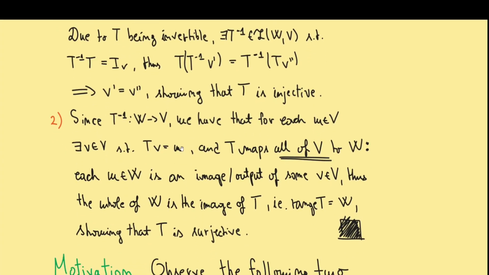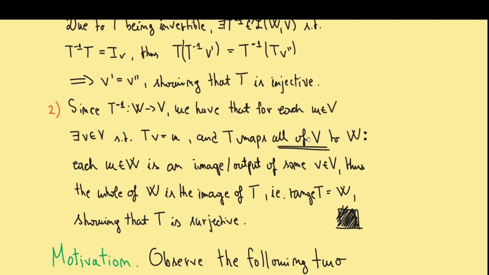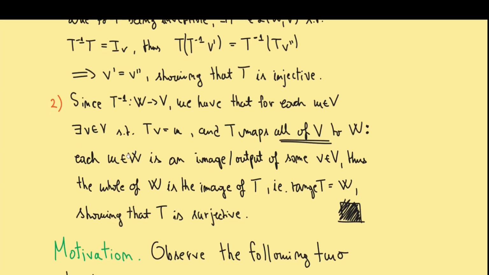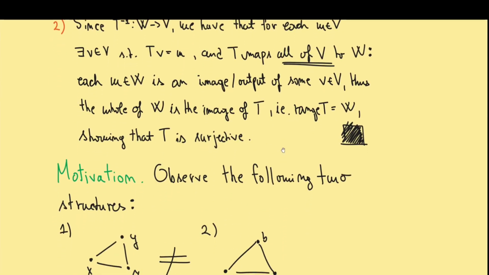And now let's show that it's surjective. Since T minus 1 maps from W to V, we have that for each w in W, there exists a v such that T of v is equal to w. And T maps all of V to W. So each w is an image output of some v in V. Thus the whole of W is the image of T, meaning that the range of T is equal to W, showing that T is surjective. So that would be that.